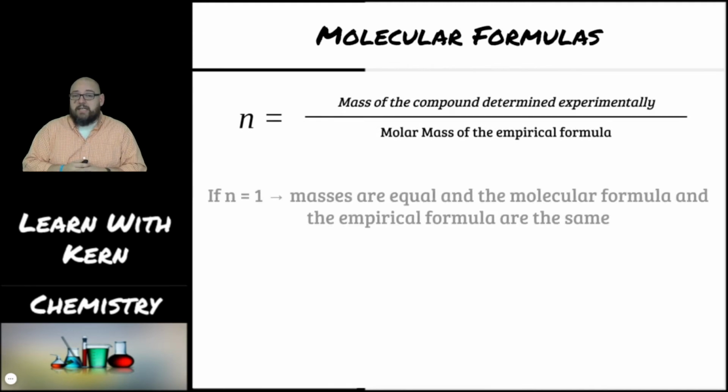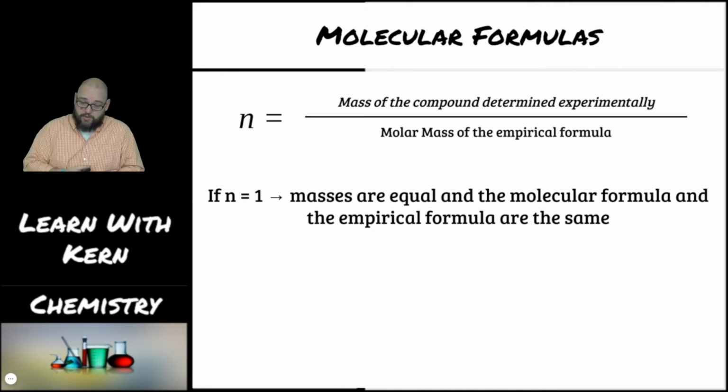So let's look at some things you need to look for. Once you calculate n, if n equals 1, then that means the masses are the same, and your empirical formula and your molecular formula are the same formula. That's a case where your empirical formula and molecular formula are the same.